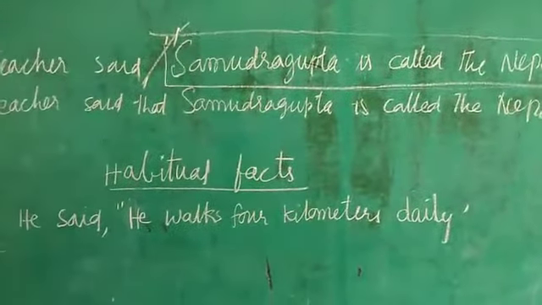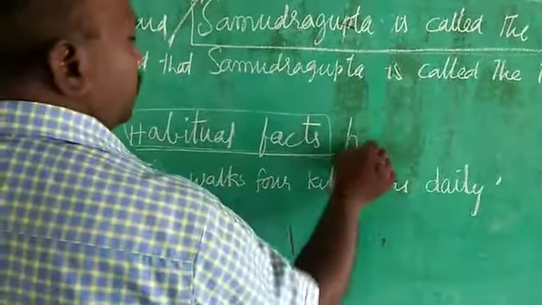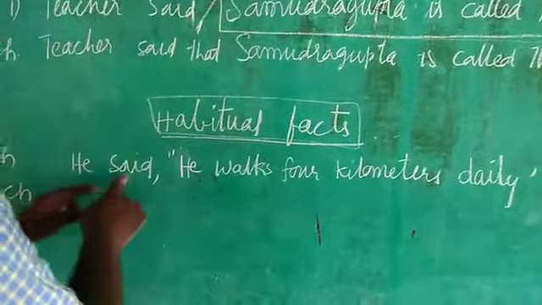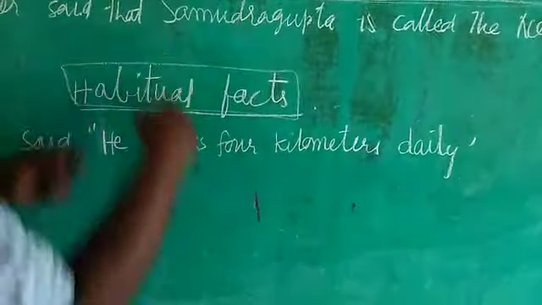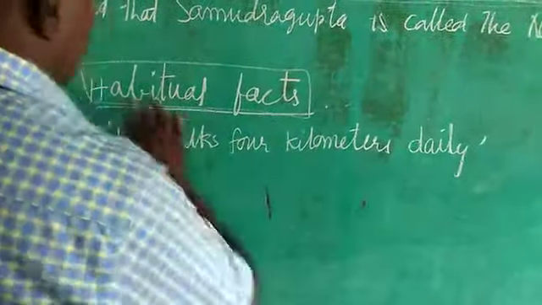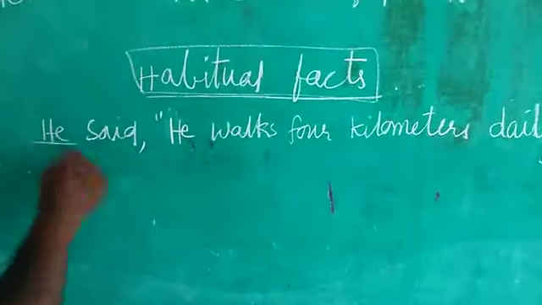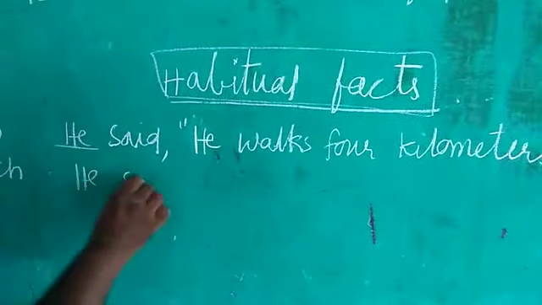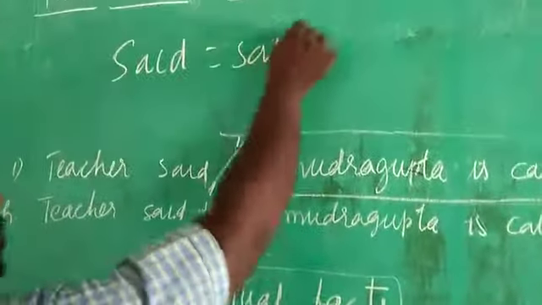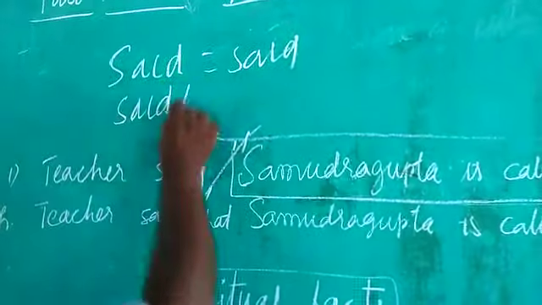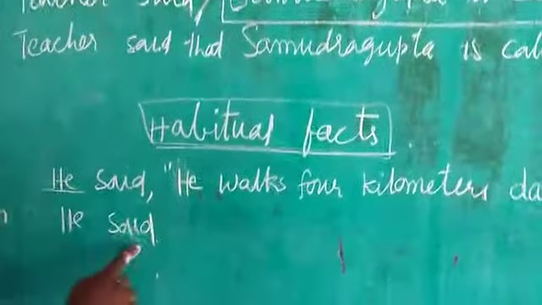Let's go on to another one, that is habitual facts. Habitual means habits. It is about habits. He said he walks 4 kilometers daily. It is his habit of walking 4 kilometers daily. That's the meaning of habitual facts. It is given in direct speech, let's change it to indirect speech. He said, said is said, as I told you. If said is there, you take said. If it is said to, you have to take told. Right? Said is there, we have taken as it is.